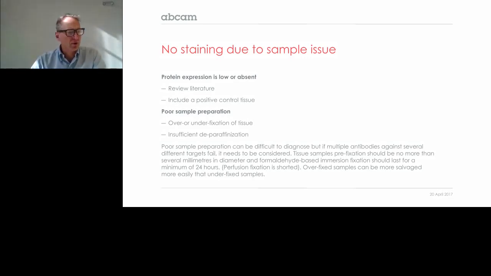Underfixation is a little more difficult, so you have to remember that the fixative is moving from the outside of the tissue to the interior. If it's underfixed, the interior will have no fixation, and then subsequent steps in the procedure might denature those proteins in the interior, and you'll see differences in staining intensity across the tissue.